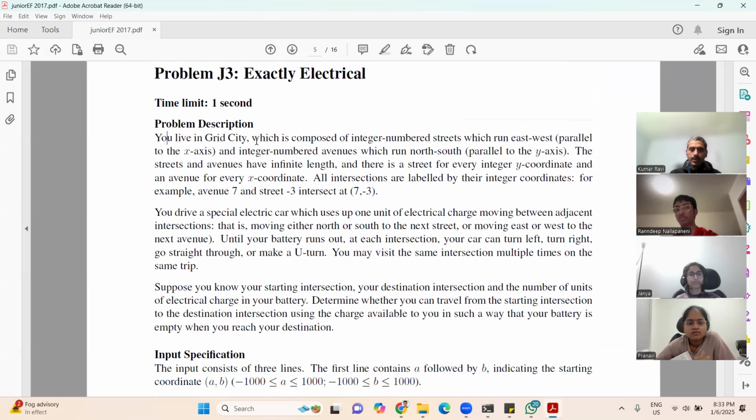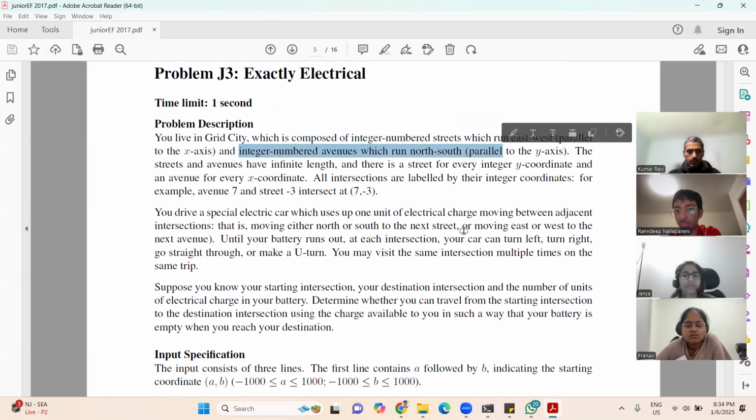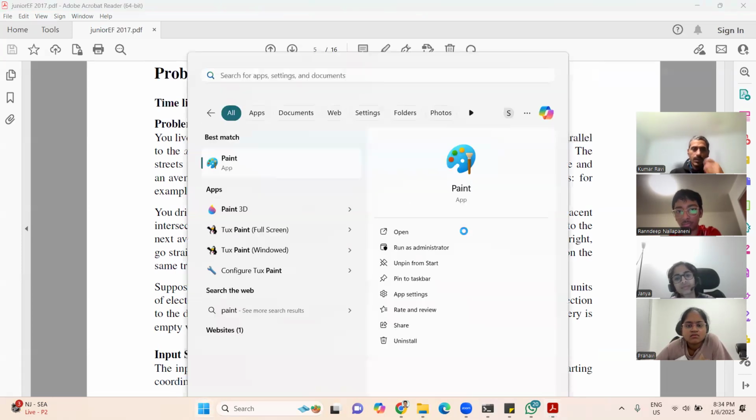So you live in a grid city, which is composed of an integer number of streets, which run east and west, parallel to the x-axis, and another integer number of avenues, which run north-south. So let me take a pen here.